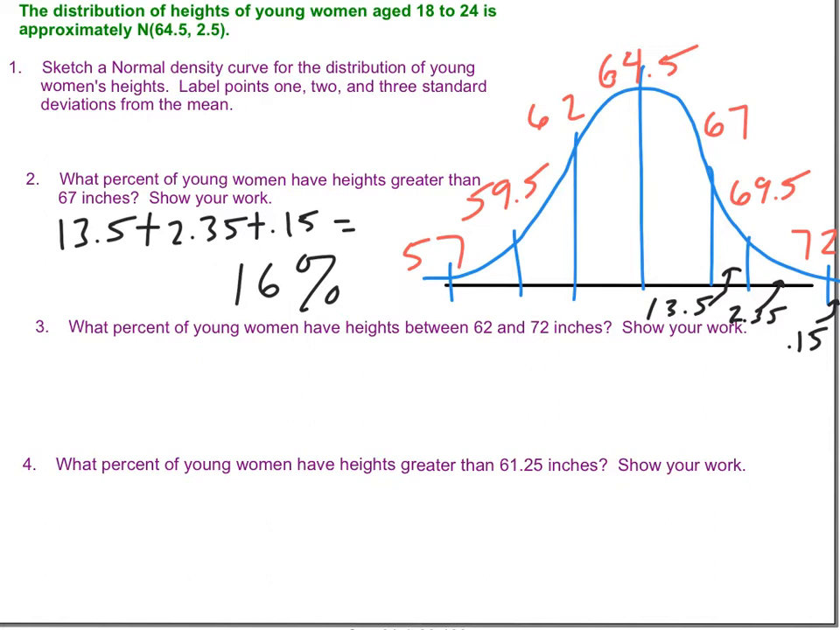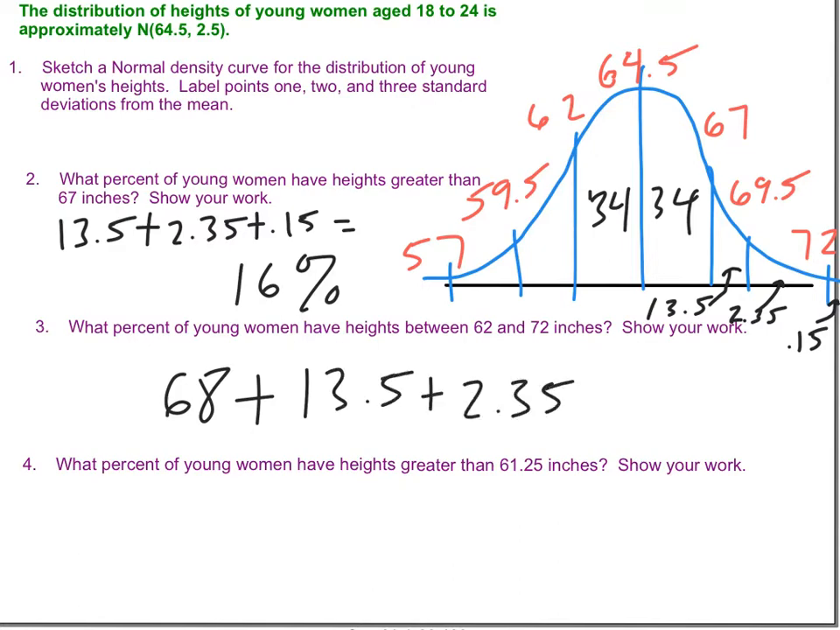Now let's go 62 to 72. Basically what I'm going to do is, not quite. I don't want the 0.15 anymore. But I do want both of these 34s, which I could lump together and say, 62 to 67, that's 68% of your data. 67 to 69.5, I want those 13.5%. And then I do want another 2.35 to get me up to 72, which puts me at 83.85%.